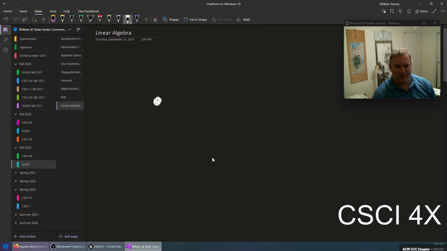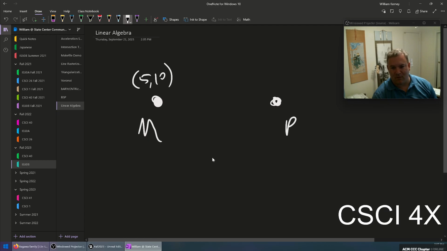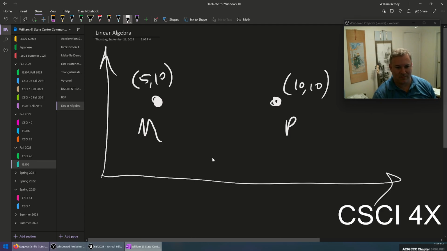So linear algebra. Monster, this is its position in space, 5, 10. And here's the player. Player is over here at 10, 10. You have some X, Y coordinate system. How far east of the monster is the player? How far to the east is the player from the monster? 5 units. We know that by taking the player's location and subtracting the monster's location.